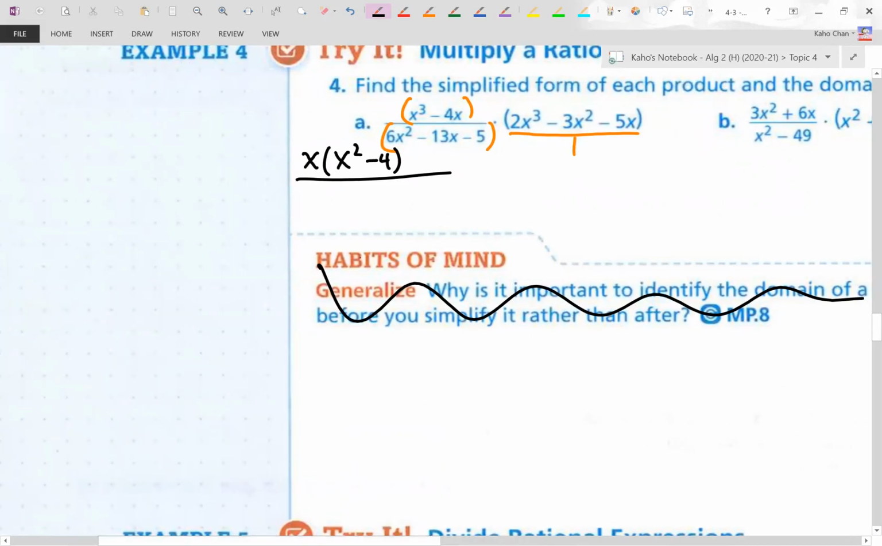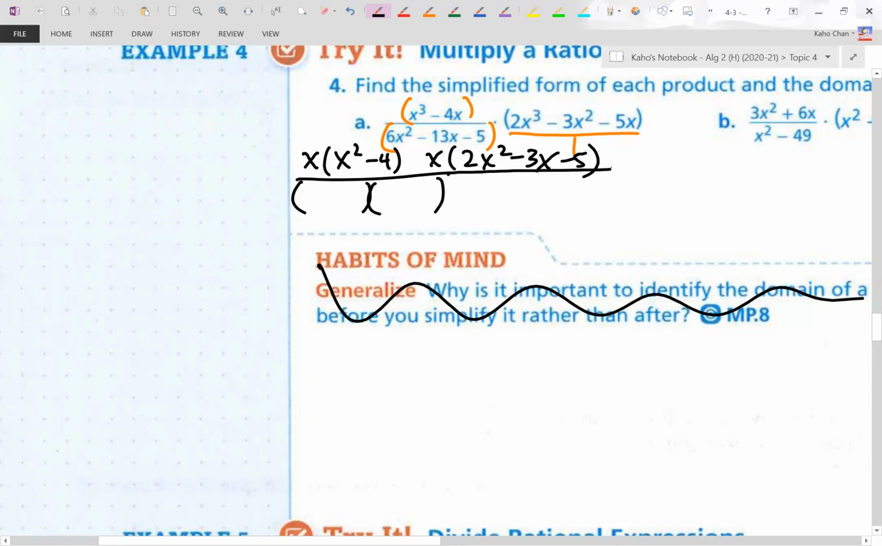But before I do that, I'm going to break up the 2x cubed problem. Let's do that. Take out an x. That gives me 2x squared minus 3x minus 5. I'll have to deal with that in a moment, so let's not worry about it right now.